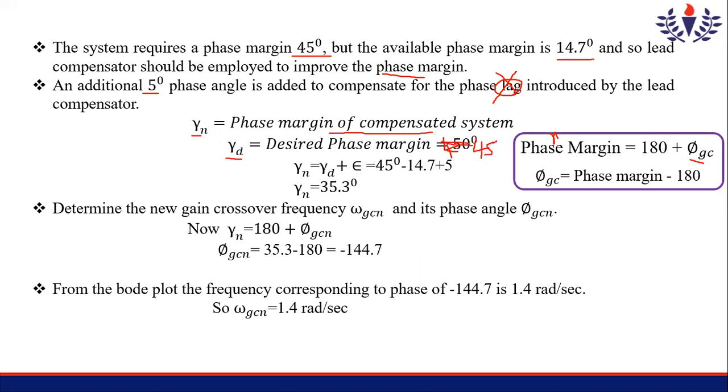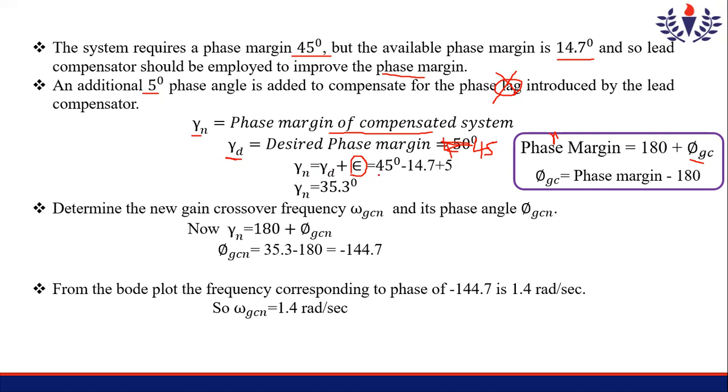In the question, they ask us to design a lead compensator such that the phase margin is greater than or equal to 45 degrees. That is the desired phase margin gamma d. So we take gamma n equal to gamma d plus epsilon. Epsilon can be any value, but generally we take 5 degrees. If it satisfies, then it's okay. If not, we increase that value and check again, until we get the desired value.